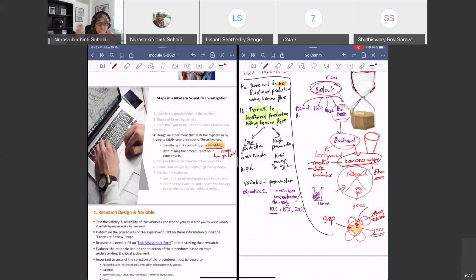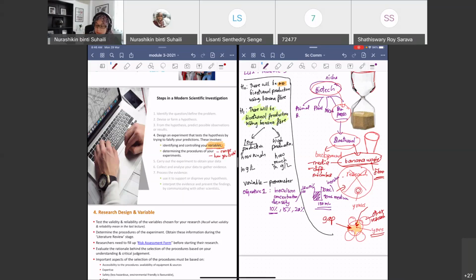The total volume is the total volume of the fermentation broth, for example. So if you want to have 10% inoculum, it means that you have to prepare 90 milliliters of medium, and 10 milliliters would be the inoculum, because the total volume is 100 ml. So 10 divided by 100 is 10%. That's how you get the concentration of inoculum.